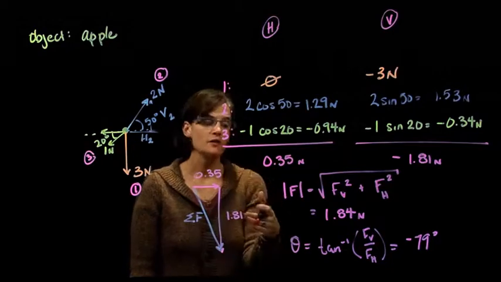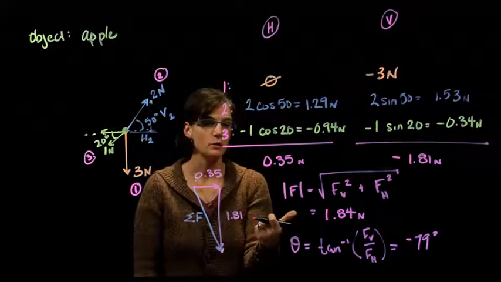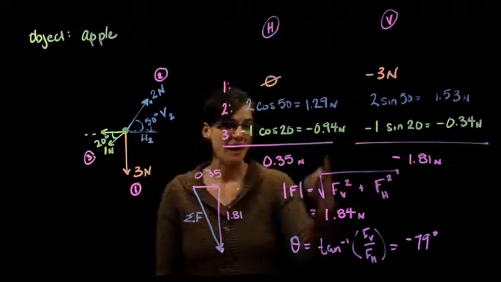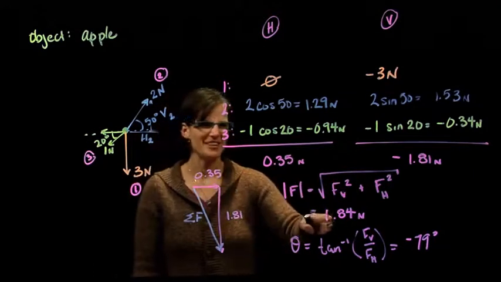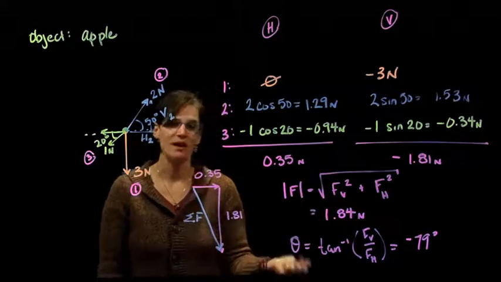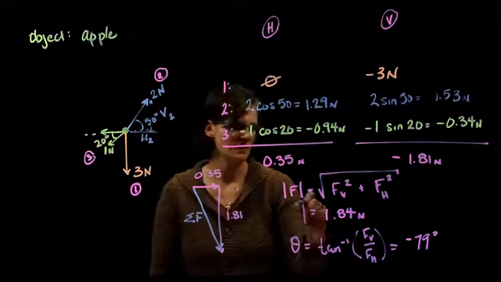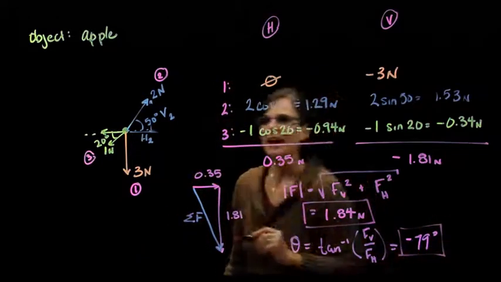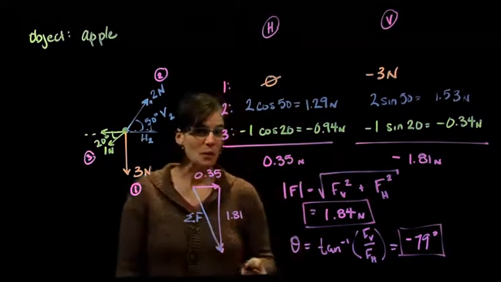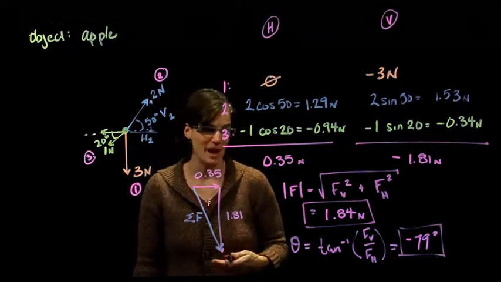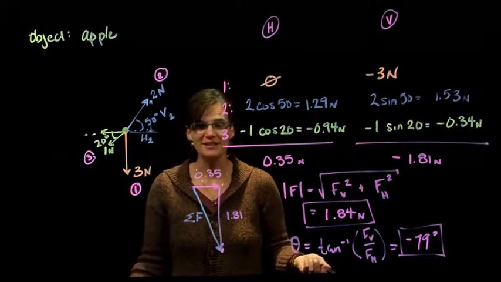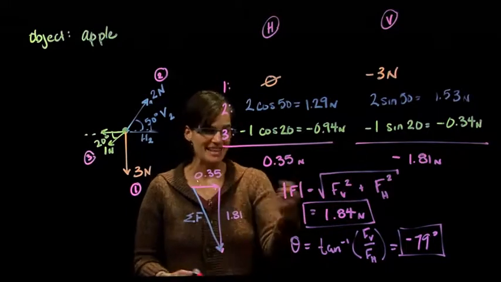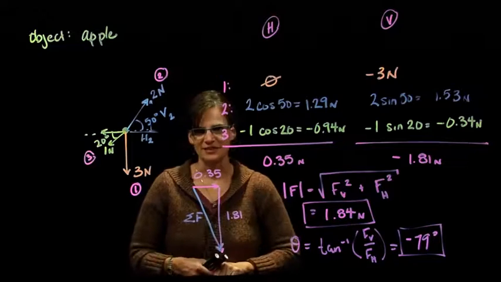A fourth quadrant should have a positive x component, positive horizontal, and a negative vertical component. My components indeed match that, so I don't have to do anything with that angle. It is an accurate representation of the angle of my net force. And so I've determined the net force acting on that apple. So the change in the motion for that apple is going to depend on its mass, and that change is going to be occurring at the angle of negative 79 degrees.